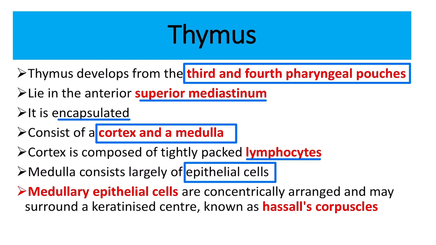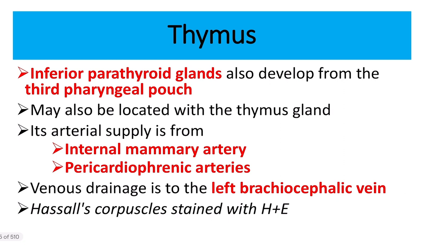The medullary epithelial cells are concentrically arranged and may surround a keratinized center, which is known as the Hassall's corpuscle. So Hassall's corpuscle is a definitive term for the thymic medulla. That means in the medulla of the thymus, there is a definite structure present, which is the Hassall's corpuscle. And what is this? This is the aggregation of the medullary epithelial cells with a central keratinized area.